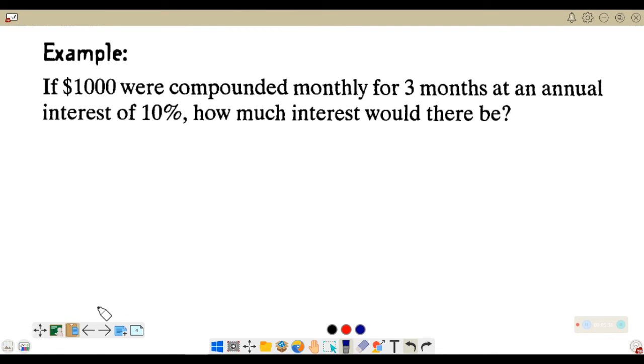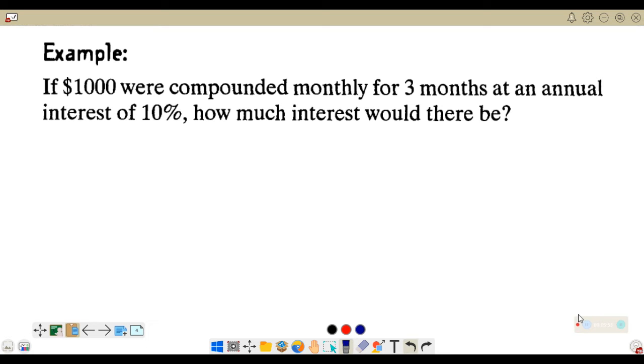This time, let's have this example. We have $1,000 compounded monthly for 3 months at an annual interest of 10%. How much interest would there be? Okay, so let's look at the given first.